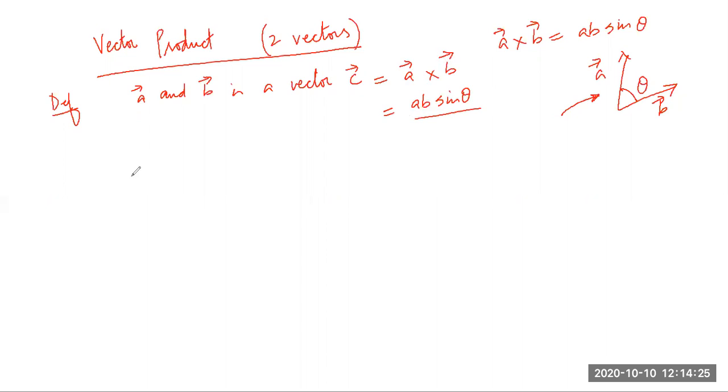Now, the interesting thing we learn is the direction of vector C, which is representative of the cross product of two vectors. For this, you say this.